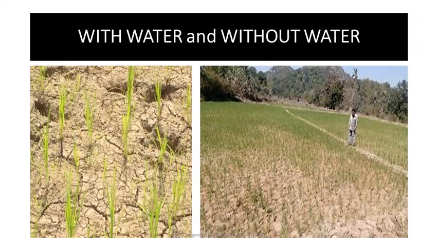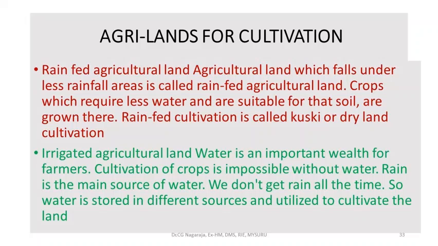Now there are two types of lands shown here. This is the dry land, depending upon the water from the rain source. Here is an agriculture. This is also the same thing, where people will have to wait for the rains to come. This is called rain-fed agricultural land, which falls under the rainfall and requires less water. Rain-fed cultivation is also called kushki or dry land cultivation.